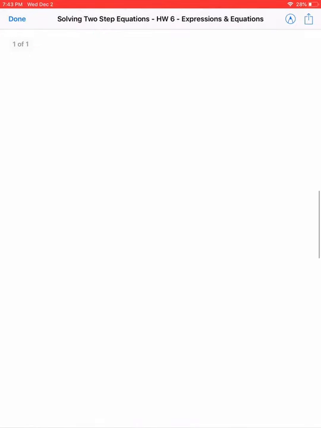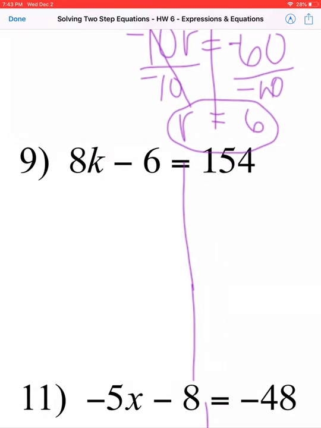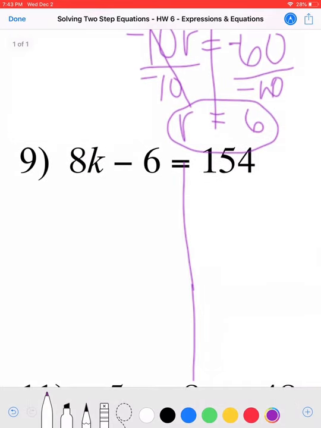Moving on to number 9. I already have my party line. And it is set up the way we like it to be set up, with our variable on the left side of the party. So we take care of our whole number. What is the opposite of minus 6? I hope you're saying plus 6 in your head. Okay? You should be talking in your head during this because you're going to get better only by just repeating. Okay? Get these steps down.